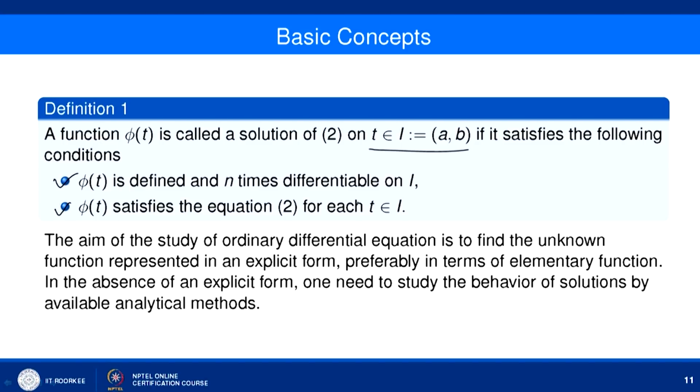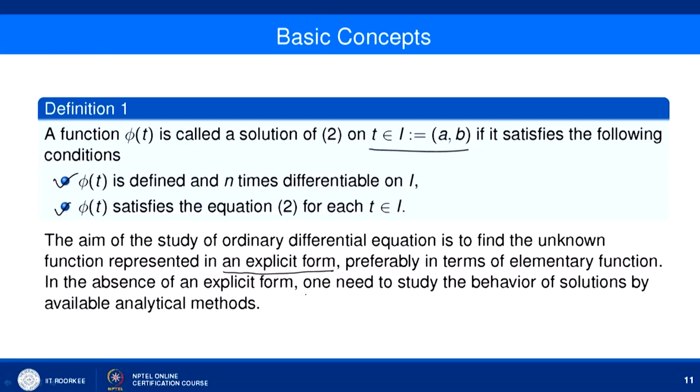If any of these two fail, then we cannot say that phi t is a solution of equation 2. Now, in this particular course, the aim of the study of ordinary differential equations is to find the unknown function represented in an explicit form. So, our first important aim is to find the solution. Solution means the dependent variable in terms of t in explicit form. It means that your phi t is given in terms of t in elementary form, or in terms of elementary functions. Elementary functions are, for example, polynomials, trigonometric functions, exponential functions, and all combinations of these.